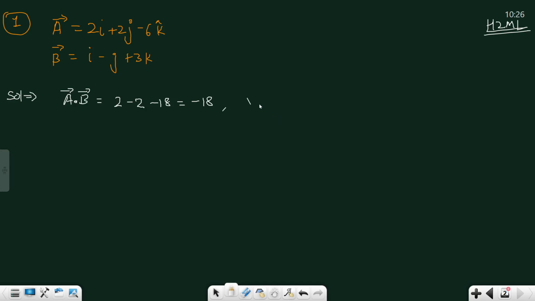What will be the magnitude of A and B? Magnitude of A will be 4, 4, 36. Is it root 44? Yes, sir. And what about the magnitude of B? Root 11.